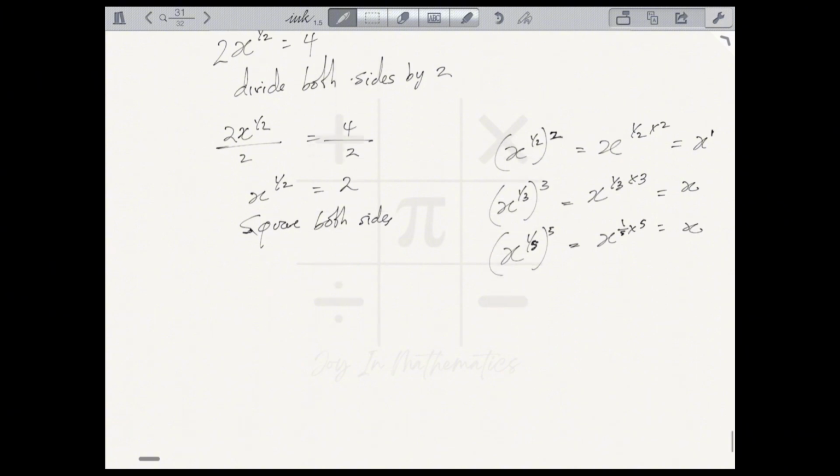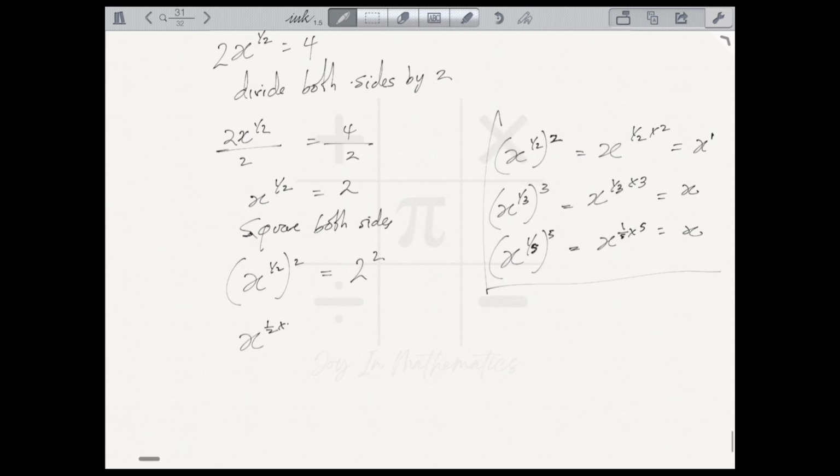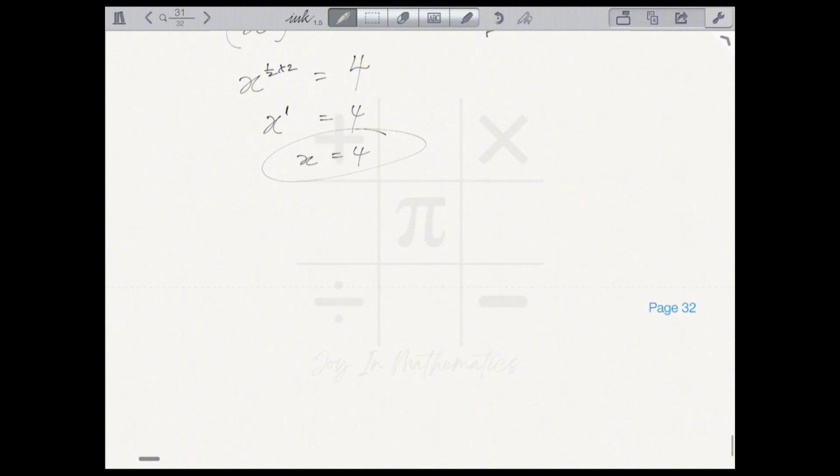So if I square both sides now, I will have x raised to the power 1 over 2, all squared, is equal to 2 squared. Therefore, I can apply the product law here. And this will give me x raised to the power 1 over 2 times 2. And this will give me what? 4, because 2 raised to the power 2 is 4. And this will give me x raised to the power 1, which is x. Therefore, x is equal to what? 4.